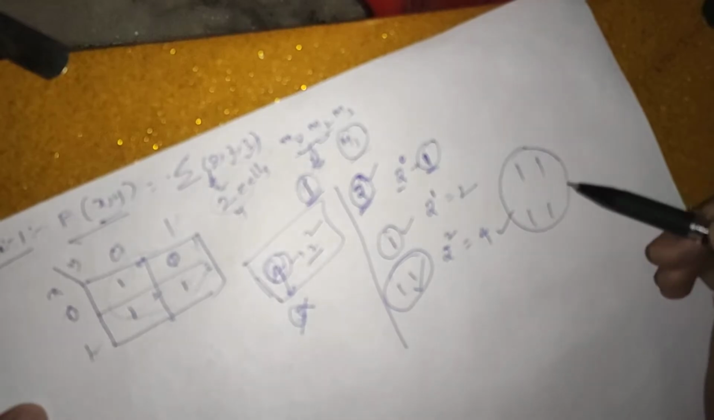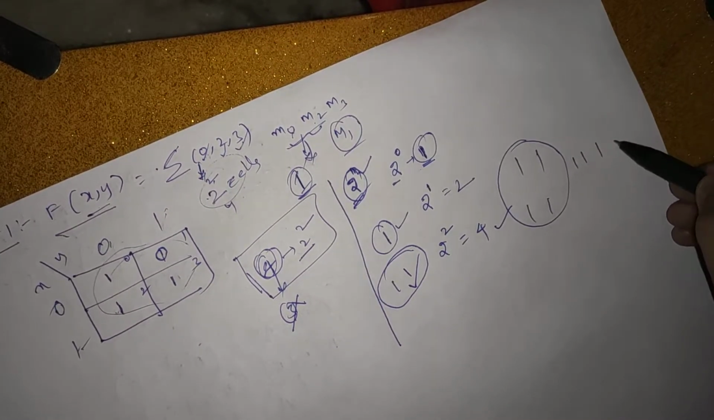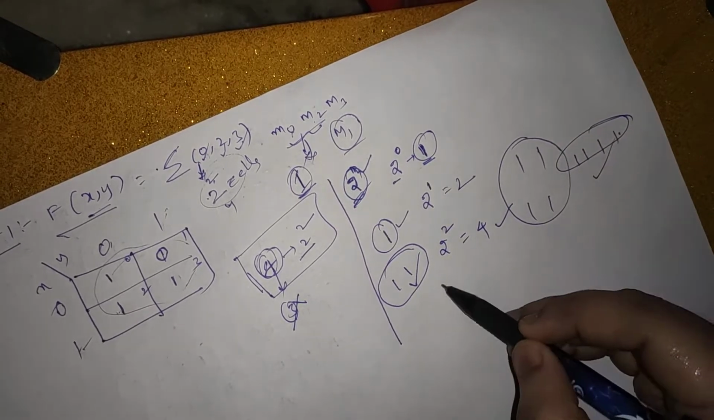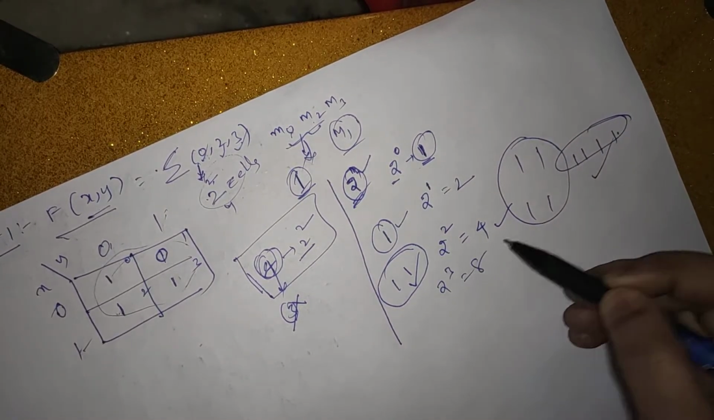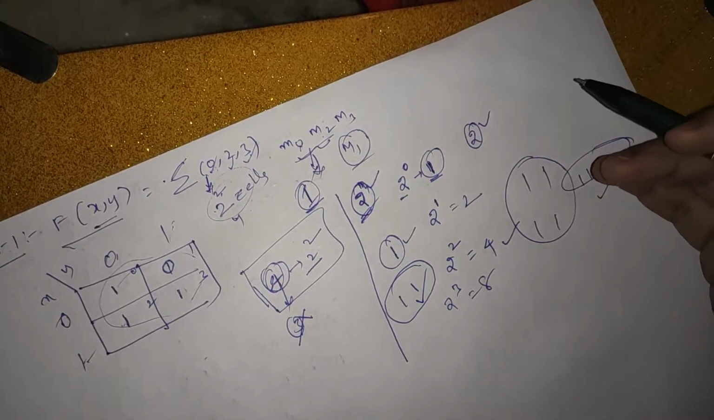4 pairings can be done. Or else we can also pair like this, 4 pairings. If n is equal to 3, 2 power 3, 8 pairings. So only multiples of 2 pairings can be done.